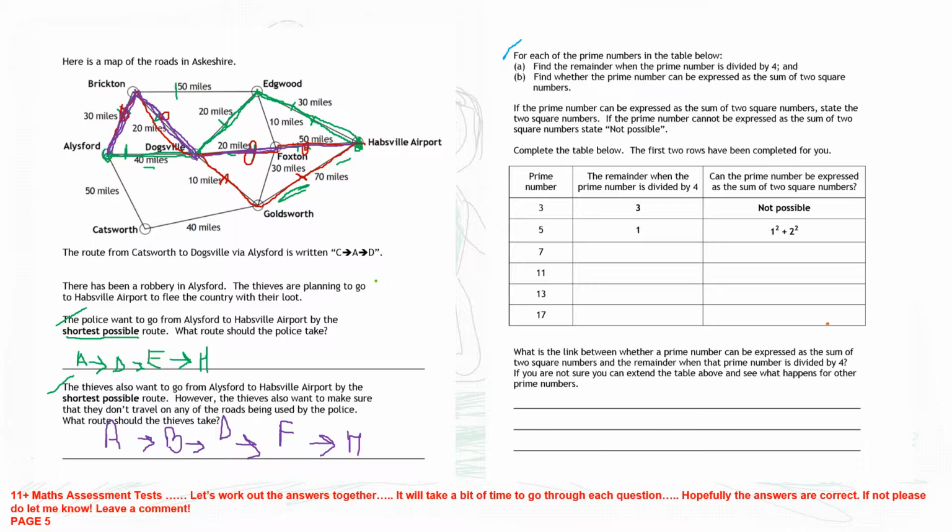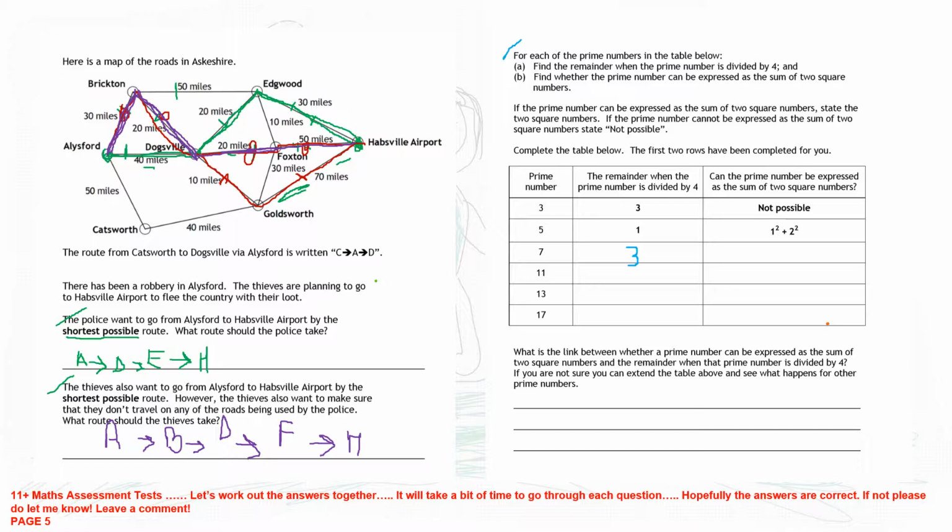For each of the prime numbers in the table, we'll find the remainder when the prime number is divided by 4 and find whether the prime number can be expressed as the sum of two square numbers. If it's not possible, we write not possible. When 7 is divided by 4, the remainder is 3, and this cannot be expressed. So this is not possible because 1 square plus 2 square is 5.